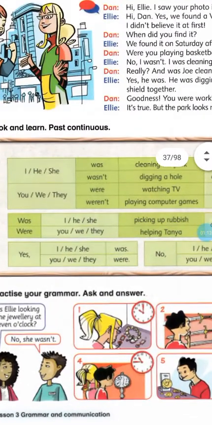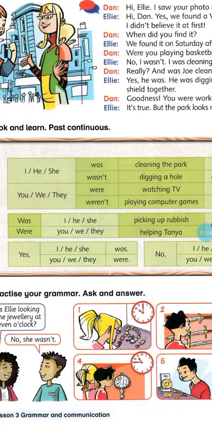As you see here, if the subject is I, he, or she, a singular subject, we use was, then we add ing to the verb. For example, I was cleaning the park, he was digging a hole, she was watching TV. So, the affirmative verb form of the past continuous is was or were plus the verb with ing.